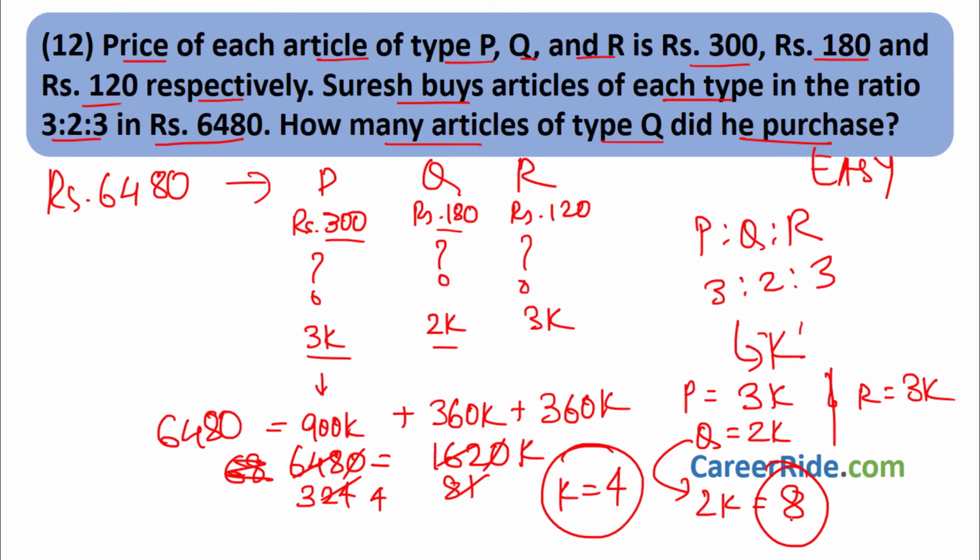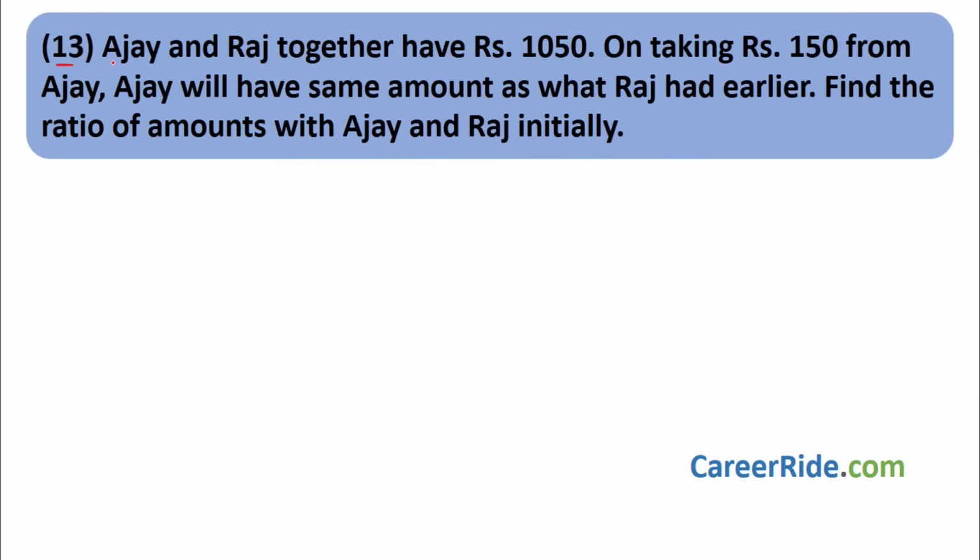Moving to next question. Question number 13. Ajay and Raj together have rupees 1050. On taking rupees 150 from Ajay, Ajay will have same amount as what Raj had earlier. Find the ratio of amounts with Ajay and Raj initially. Now we do not know the ratio, we do not know the initial amounts, anything. But let us assume that Ajay has A rupees, Raj has R rupees initially.